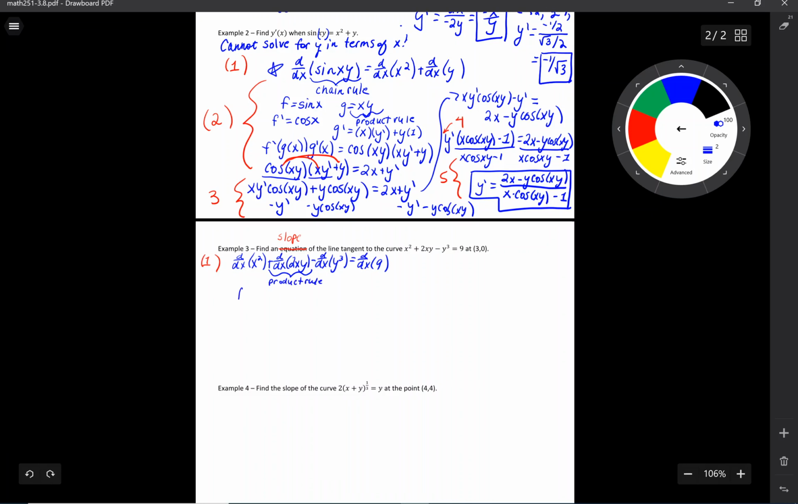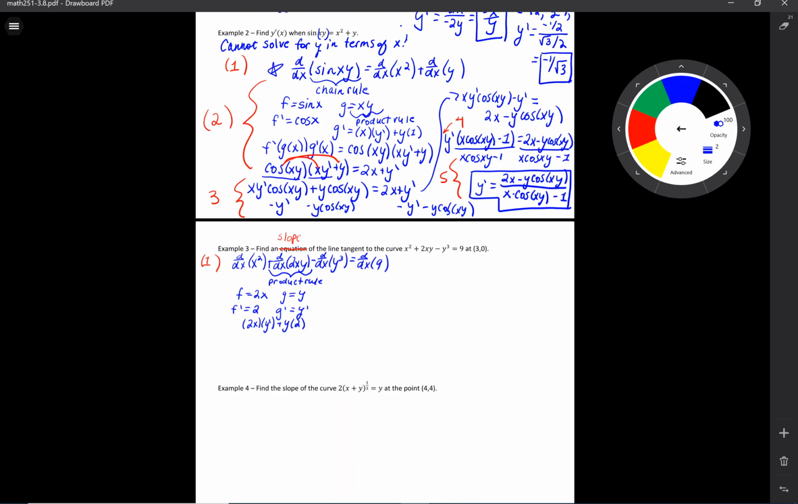So I'm going to set f equal to 2x. You could put the 2 wherever you want, really. And I'm going to set g equal to y. This makes f prime 2 and g prime y prime. So this gives me the first times the derivative of the second plus the second times the derivative of the first. So 2xy prime plus 2y is the derivative of 2xy.